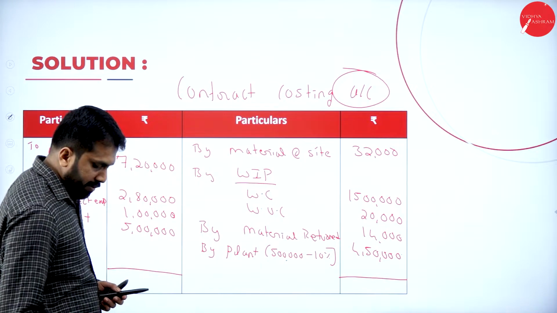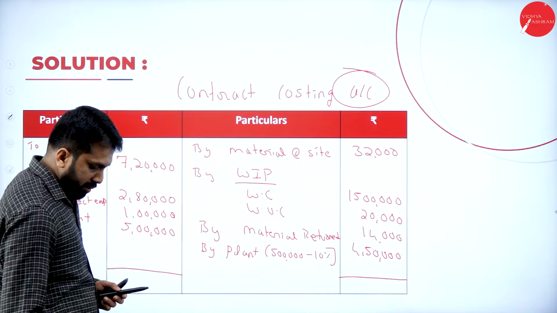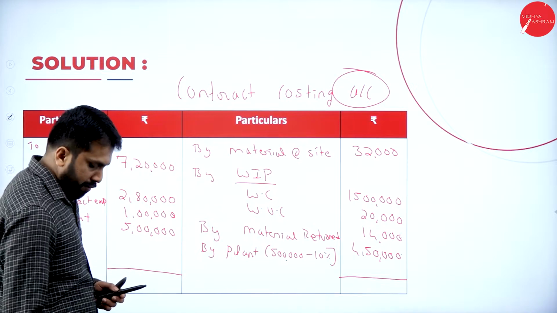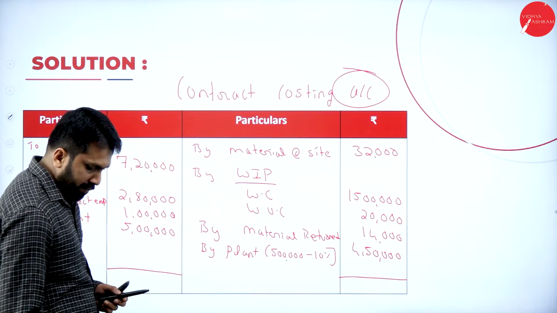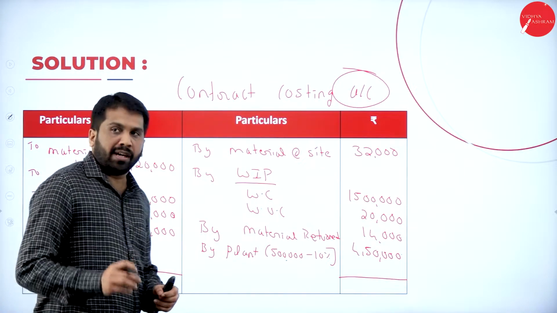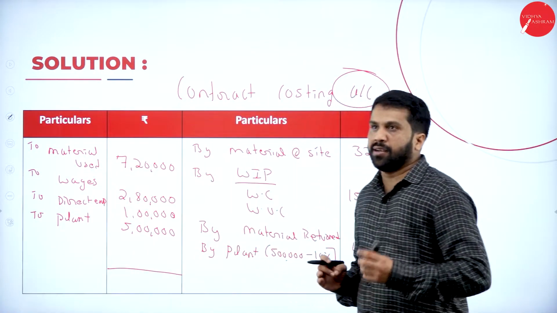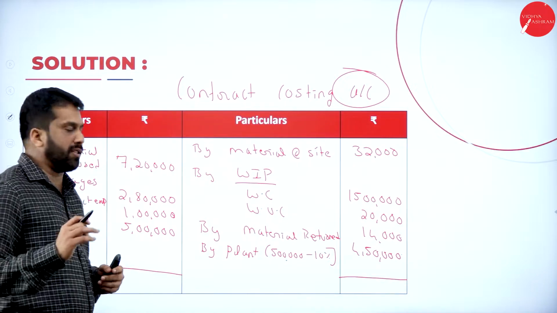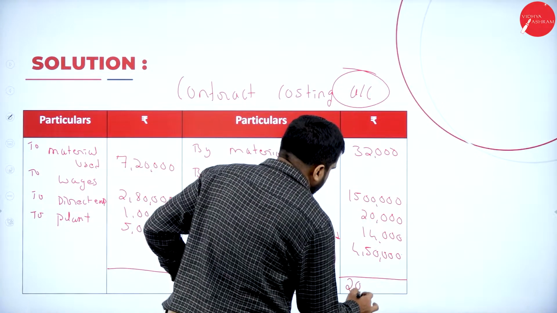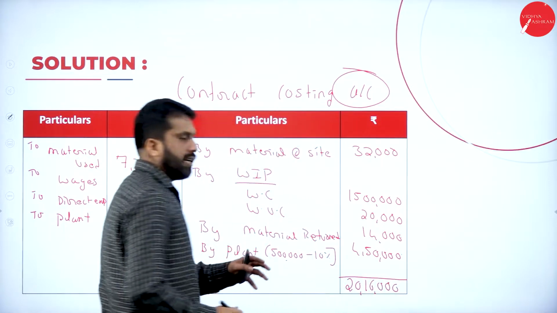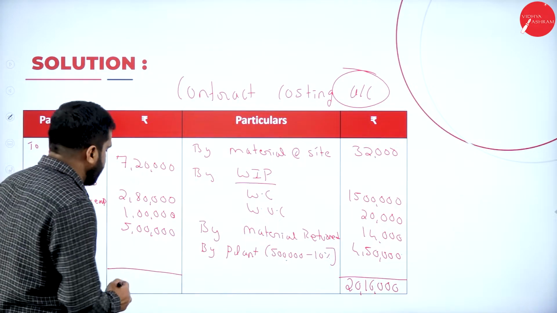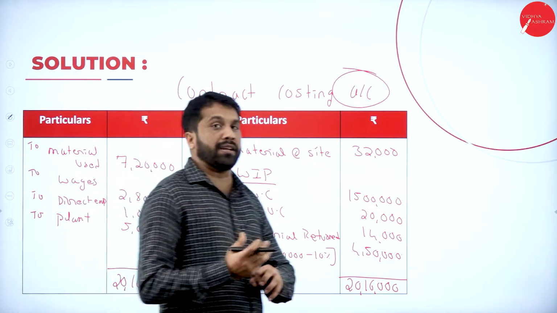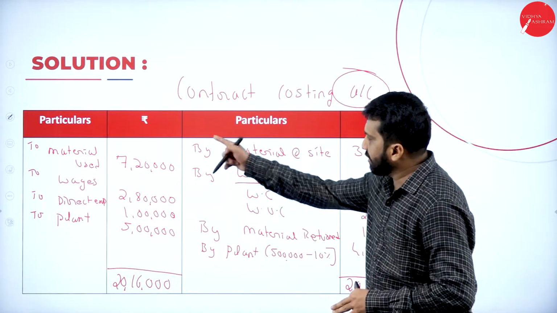So 32,000 plus 15 lakh plus 20,000 plus 14,000 plus 4,50,000. Total it will be 20,16,000. What is the total we get? So total we get 20,16,000. We'll write this 20,16,000. The same value we have to write in the debit side also. 20,16,000.